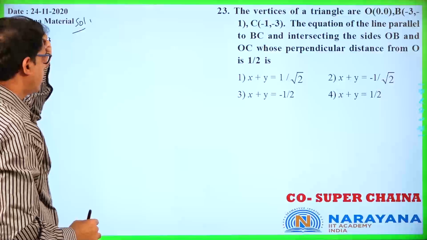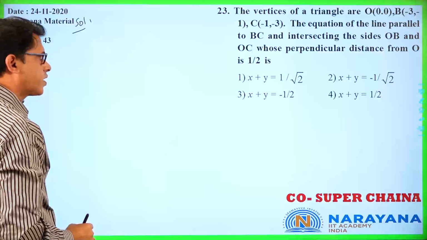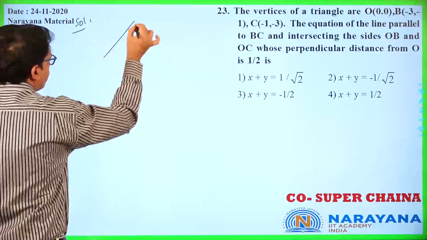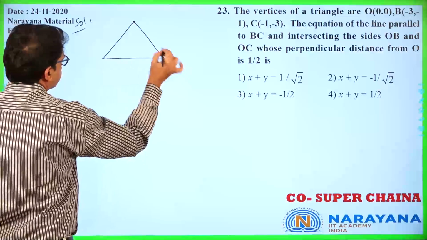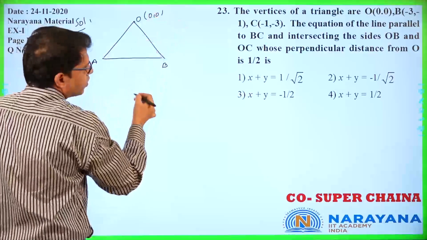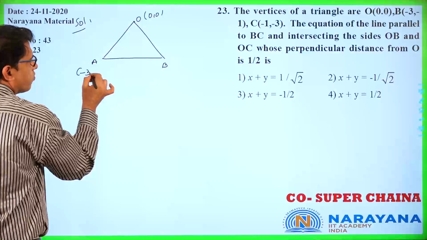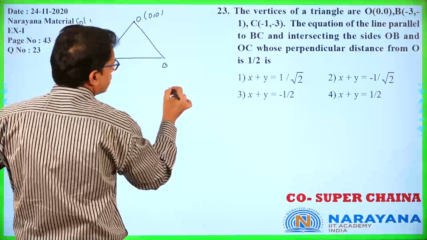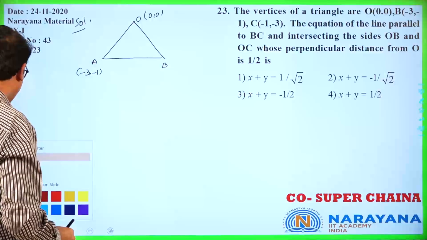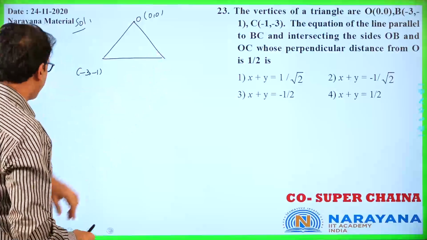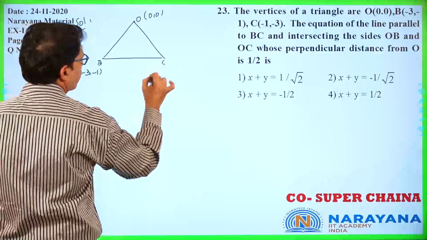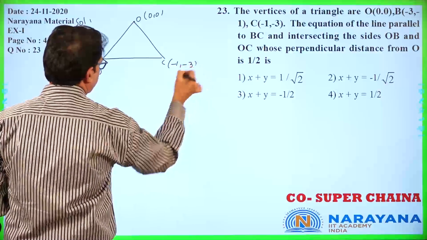So go through the given question. Vertices are given, so the given triangle is OAB. O coordinates are 0, 0, and this is minus 3, minus 1. Sorry, OBC, no? OBC. So instead of AB you take B and C. B, C coordinates are given, minus 1, minus 3, minus 1.